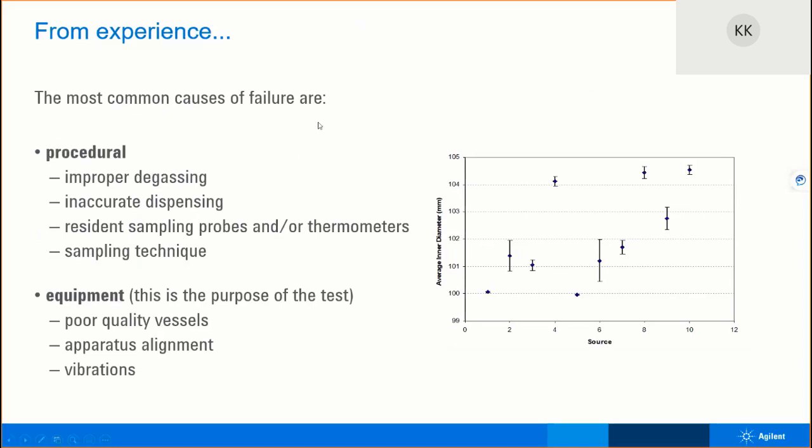So from experience, the most common causes of failure are procedural. So you have improper degassing, inaccurate dispensing of your prednisone, resident sampling probes and or thermometers in the vessels. Then the sampling technique, so you're doing manual sampling there. The other is more equipment, and this is actually the purpose of the test, right? You're not wanting to test the technician that's doing the PVT. You're trying to test your equipment. So reasons there could be poor quality vessels, the apparatus alignment, and vibrations, right?